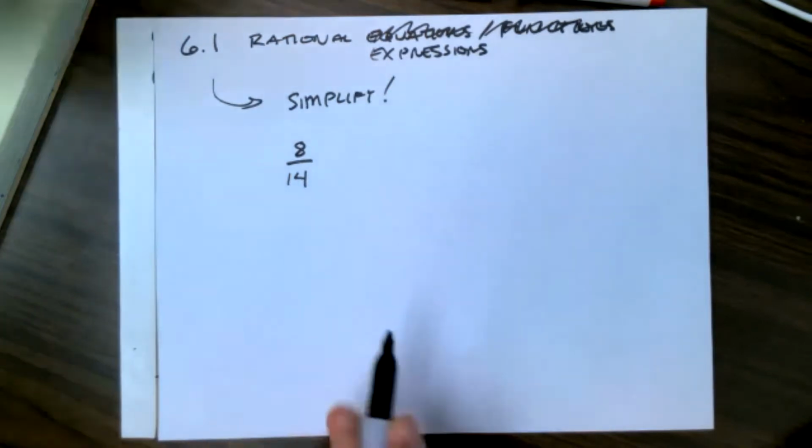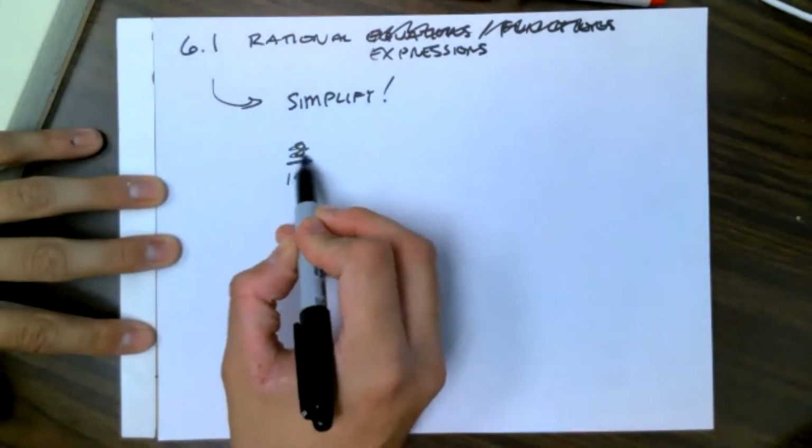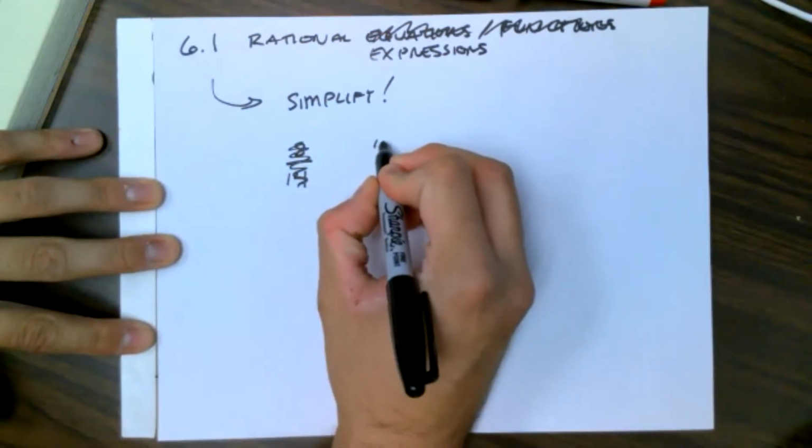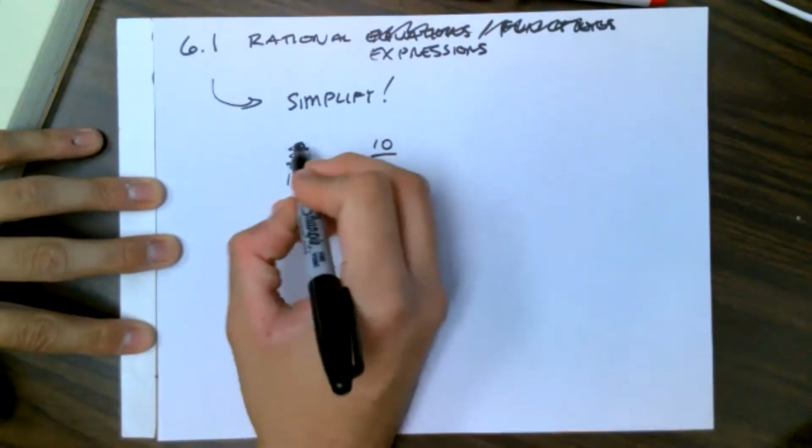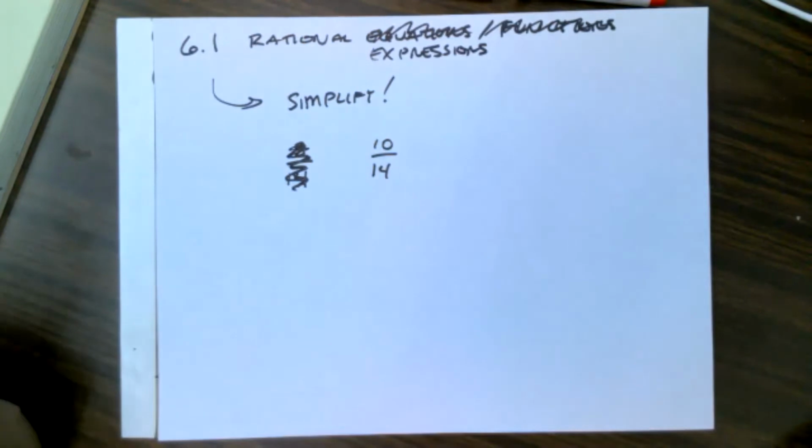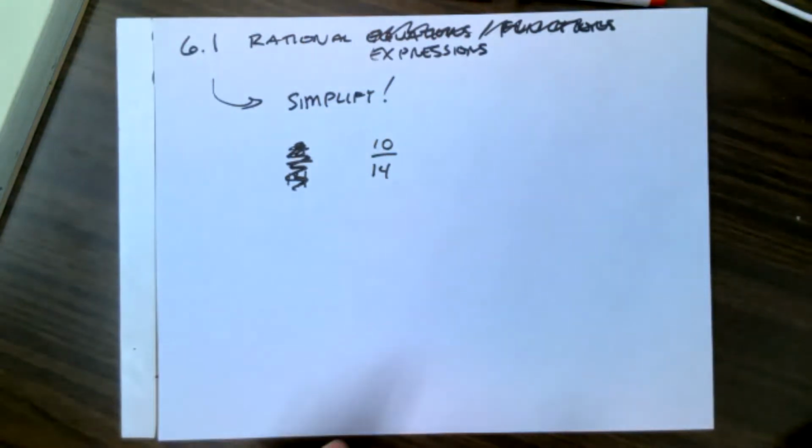You know what? I'm going to make this not 8. Hold on. I'm sorry, guys. Let's do 10 divided by 14. I want to simplify. Hopefully, everyone in this class goes, hey, they're both divisible by 2. You can divide 2 on top and bottom, boom, it's just 5/7.